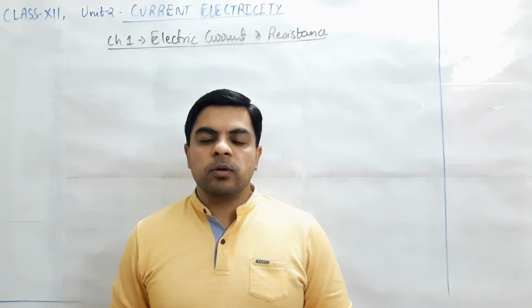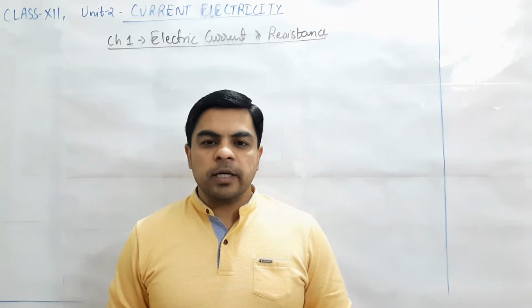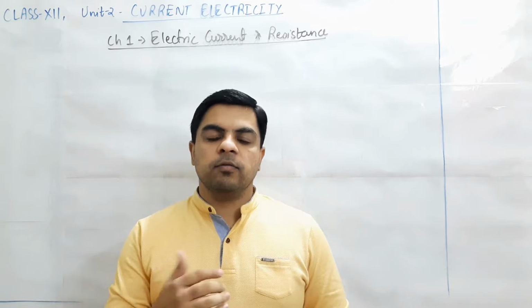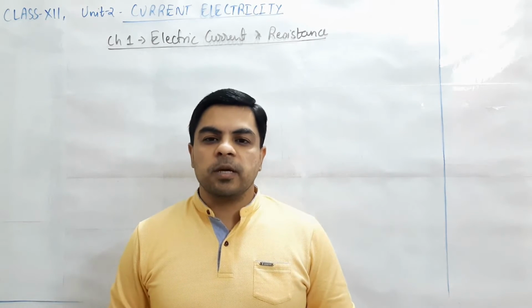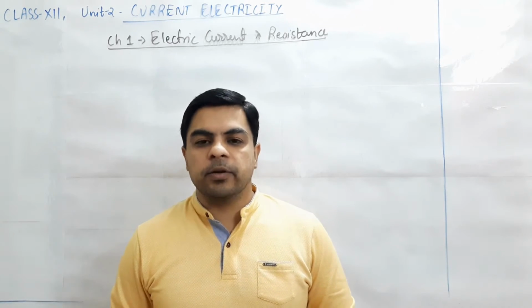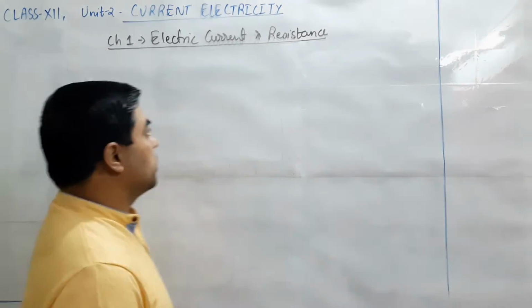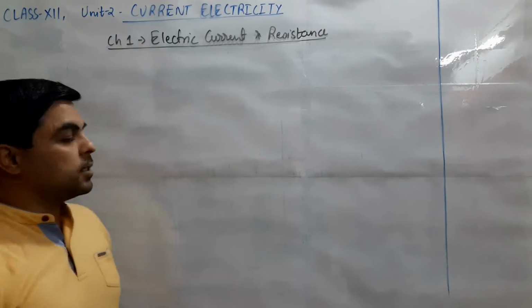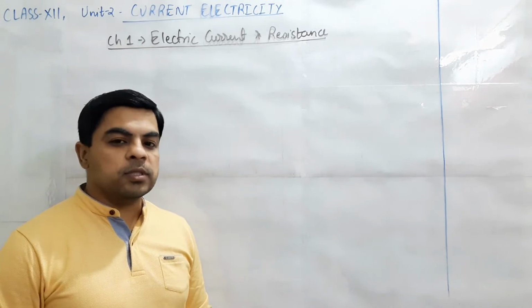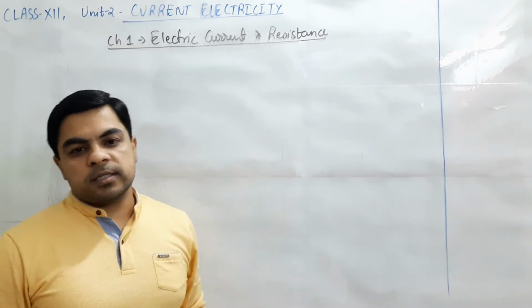So in support of that only, we are going to start our second unit today, and from this class onwards we will study the concepts involved in the second unit. The name of the second unit of our syllabus is current electricity, and the first chapter we are going to study here is electric current and resistance.